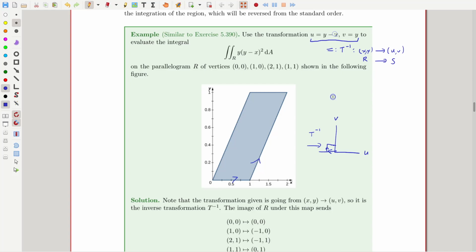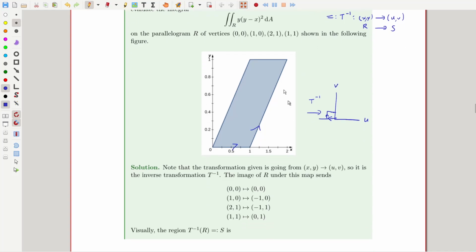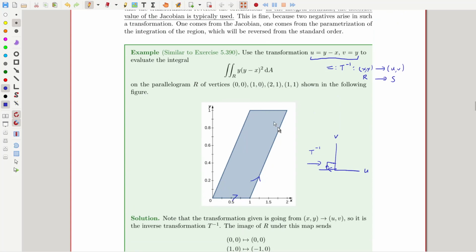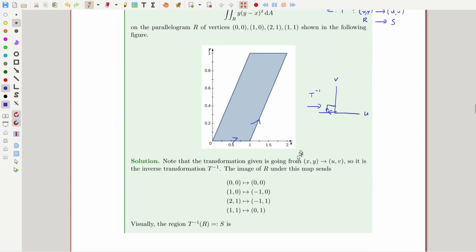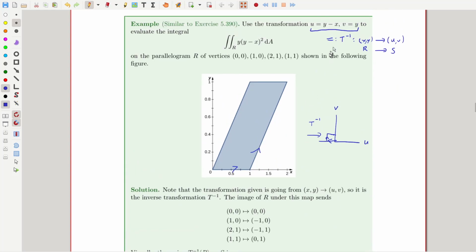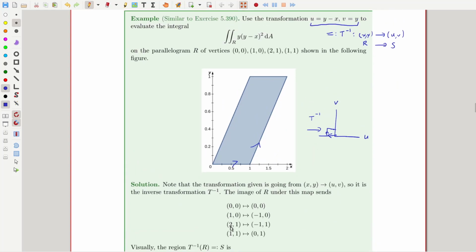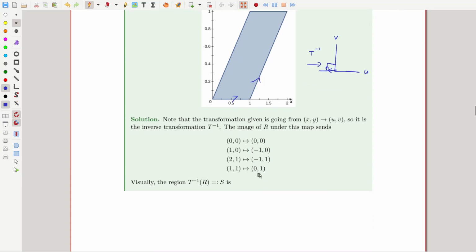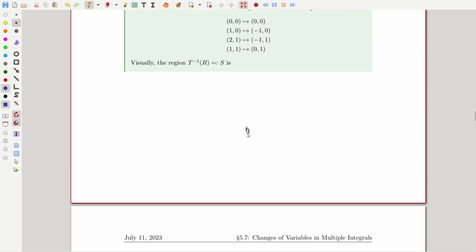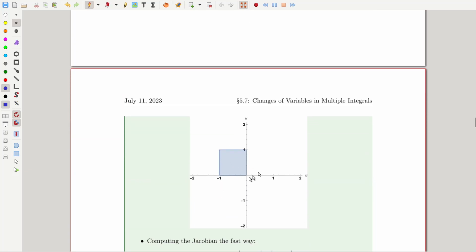I'm also going to need to compute the Jacobian, but that's not too bad. That's pretty simple. I want to figure out what this region is. So what I do is I take these 4 points that define the parallelogram, and I map them under the inverse transformation, this T inverse. You can quickly run through that calculation, and you'll get these 4 points. And then, of course, you would plot these 4 points, which I do below. You end up with this rectangle.